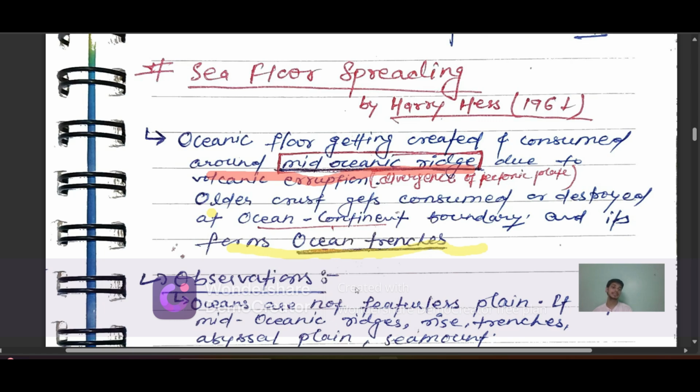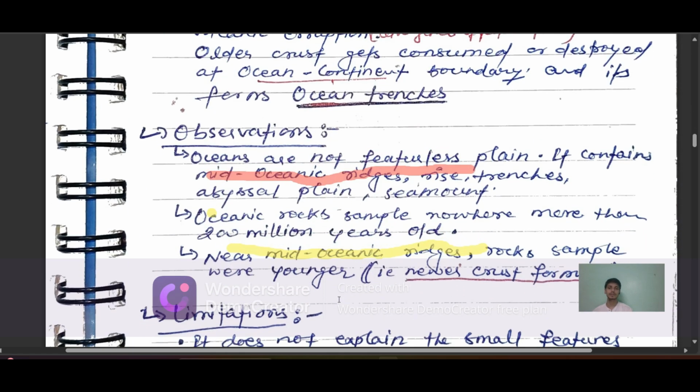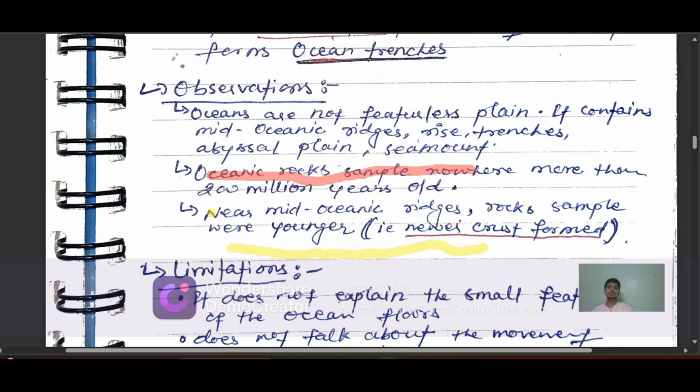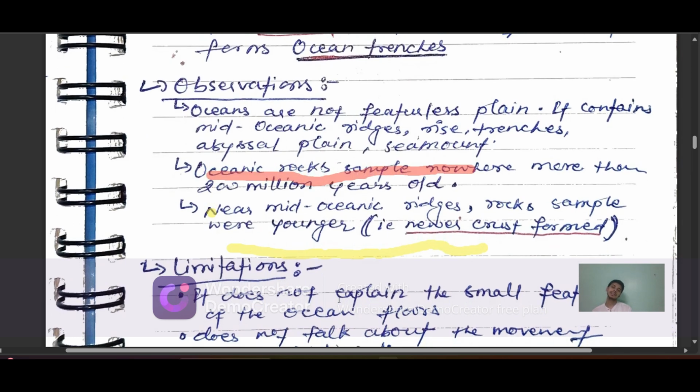तो हैरी हेस का क्या ऑब्जर्वेशन था? So हैरी हेस के अनुसार oceans are not a featureless plain. It contains mid-oceanic ridges, rise, trenches, abyssal plain, seamount. So ocean में ये सारे physical features available हैं.